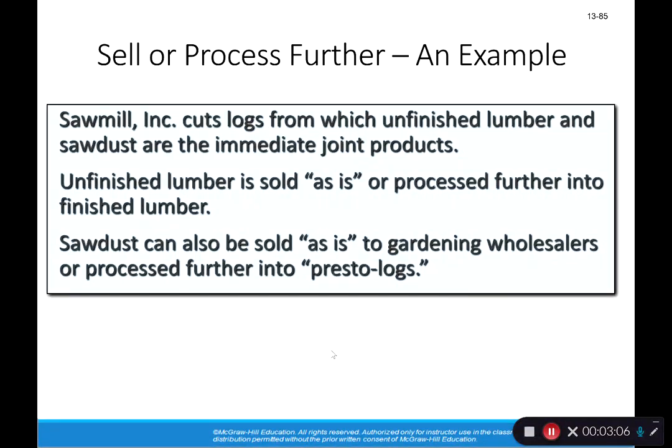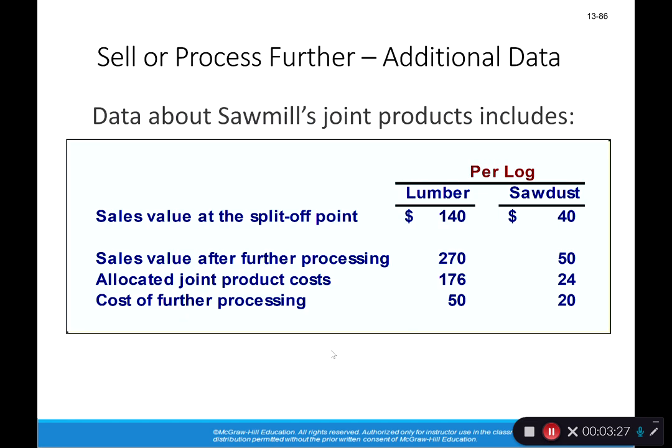So let's look at an example. A sawmill cuts logs into unfinished lumber and sawdust, which are the immediate joint products. So they cut logs, and then they have unfinished lumber and sawdust. Unfinished lumber is sold as is or processed further into finished lumber. Sawdust can be sold as is or processed further into presto logs.